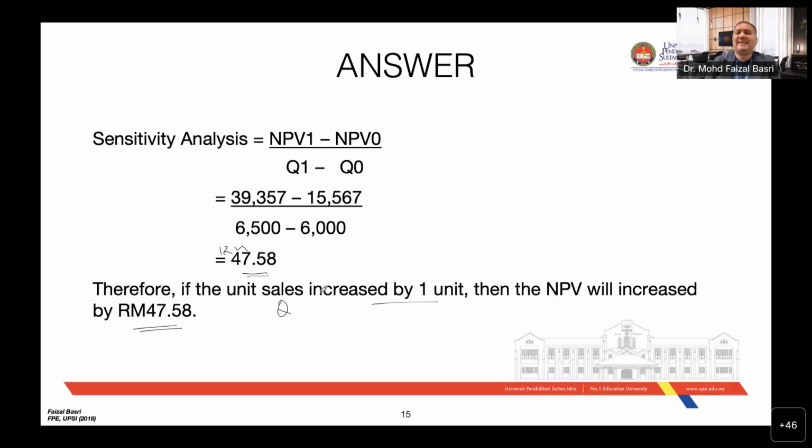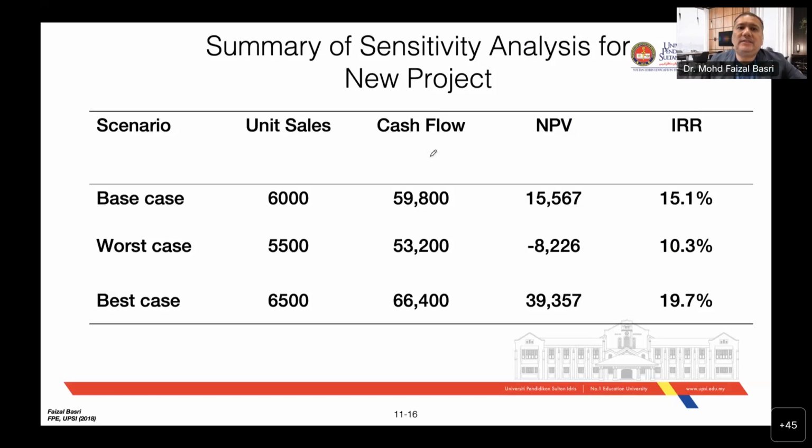Therefore, if we want to estimate, let's try a 10 unit increase, what is our NPV, we can calculate. Just multiply, meaning for every 10 units we get a 470 ringgit increment in our net present value. So it's easier for us to estimate with the sensitivity analysis. Similarly, if you reduce by 1 unit, it will reduce by 47 ringgit 58 cents. So this would be the summary. You can try on your own how to get these figures.